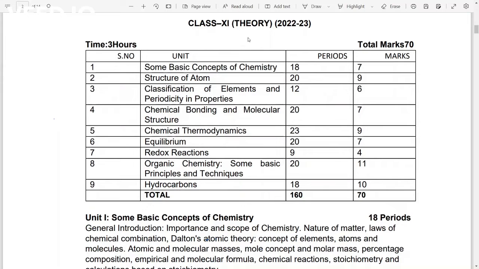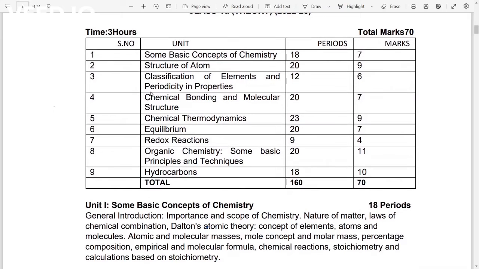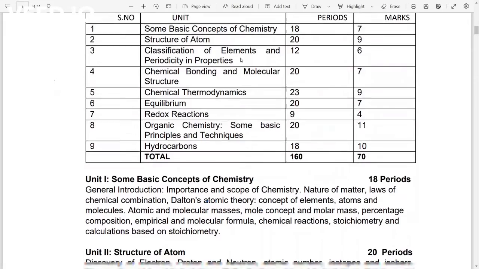So we will be starting with the class 11th chemistry syllabus. Firstly, we need to see the syllabus. We have a total of 9 chapters in our syllabus, as you can see on the screen. In the 9 chapters, the first chapter is Some Basic Concepts of Chemistry. It will carry 7 marks in your theoretical exams, which will be a total of 70 marks. 30 marks will be your practical.